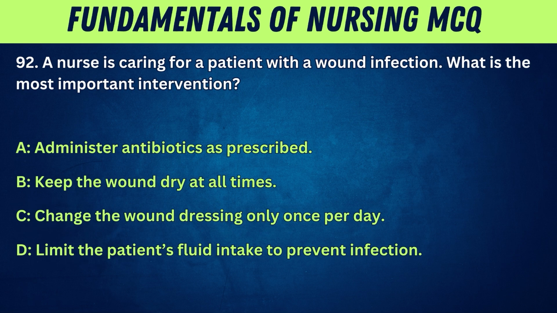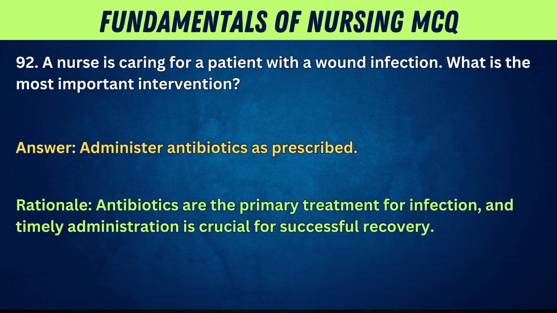92. A nurse is caring for a patient with a wound infection. What is the most important intervention? A. Administer antibiotics as prescribed. B. Keep the wound dry at all times. C. Change the wound dressing only once per day. D. Limit the patient's fluid intake to prevent infection. Answer: administer antibiotics as prescribed. Rationale: antibiotics are the primary treatment for infection, and timely administration is crucial for successful recovery.